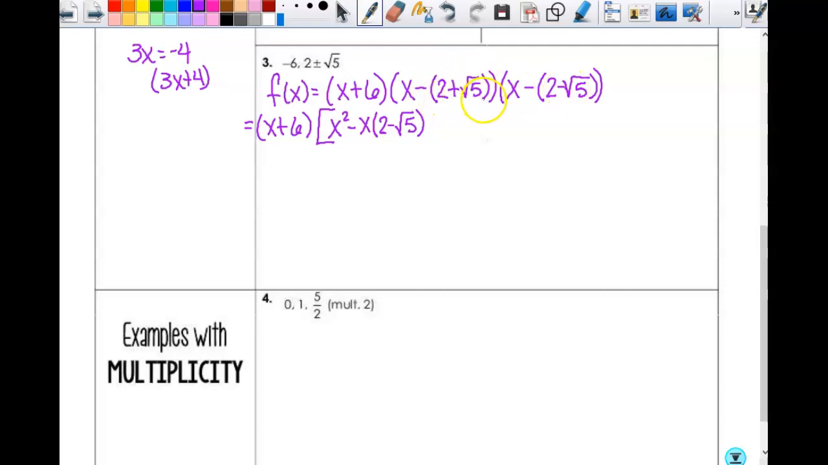So when I multiply negative 2 plus the square root of 5 times x, it's going to give me negative x times 2 plus the square root of 5. Then I'm going to multiply this times this. So when it's a negative times a negative, that's actually going to be a positive. And then it's going to be 2 plus the square root of 5 times 2 minus the square root of 5.